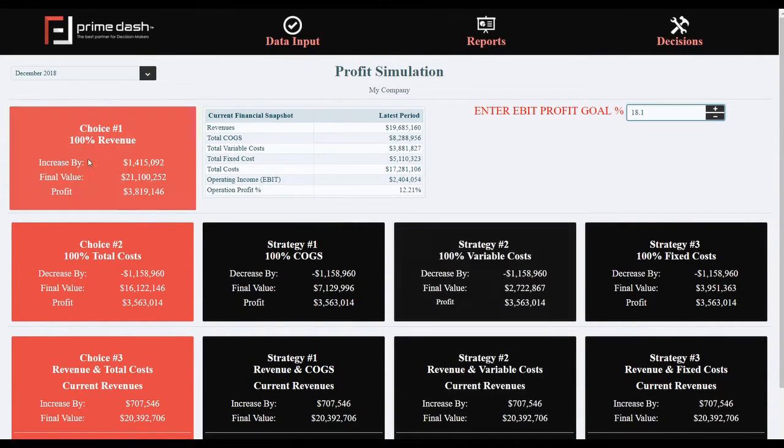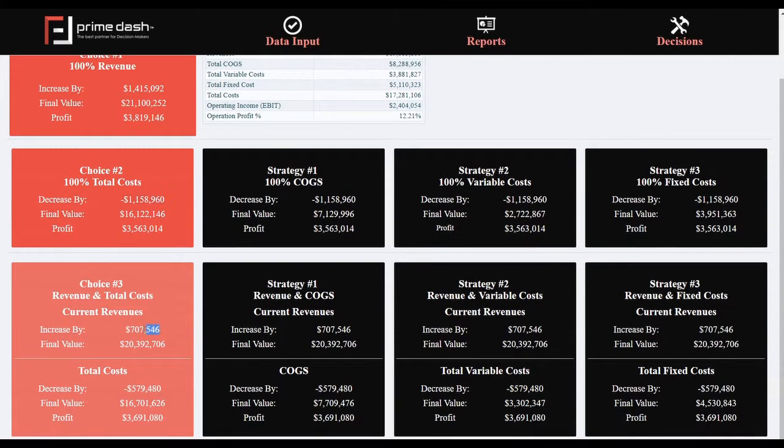Choice 1. Achieve the desired profit level by focusing only on the revenue. Choice 2. Achieve the desired profit level by focusing only on the total costs. Choice 3. Achieve the desired profit level by focusing simultaneously on the revenue and the total cost.